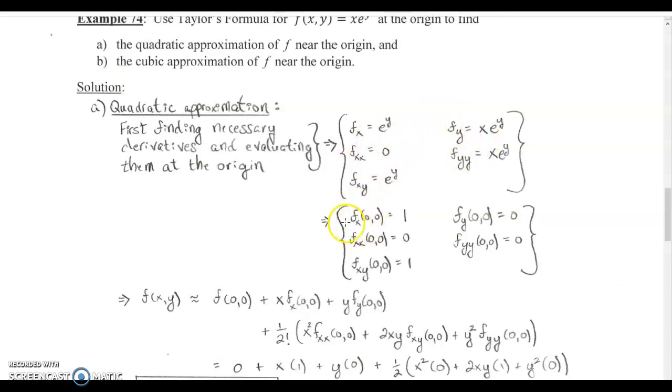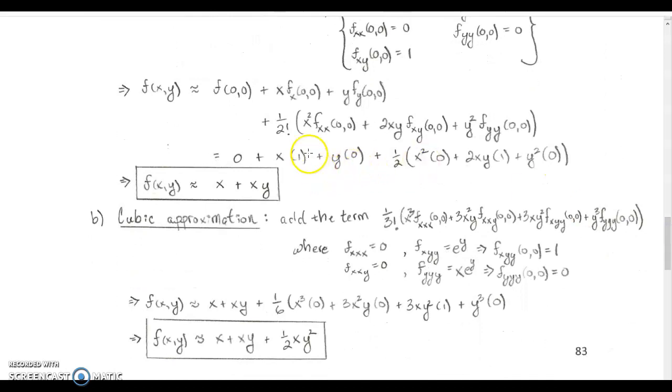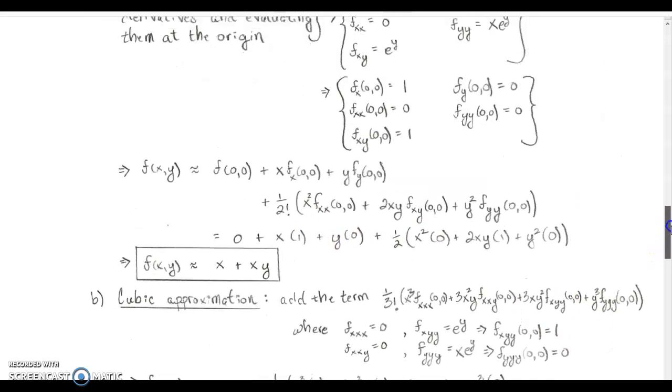And the only two that survive then are f sub x at 0, 0, which is 1, and f sub xy at 0, 0, which is 1. So when I write down what the quadratic approximation would be, which is f of 0, 0 plus x times f sub x of 0, 0 plus y times f sub y of 0, 0 plus 1 over 2 factorial times x squared f sub xx at 0, 0 plus 2xy times f sub xy at 0, 0 plus y squared times f sub yy at 0, 0.